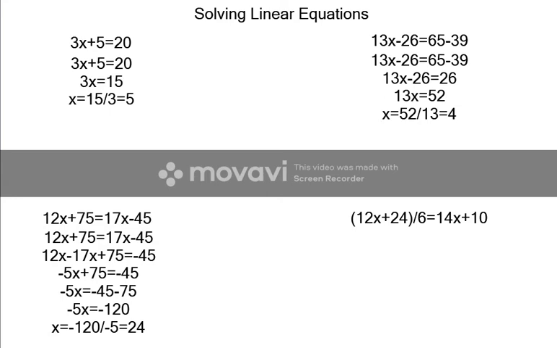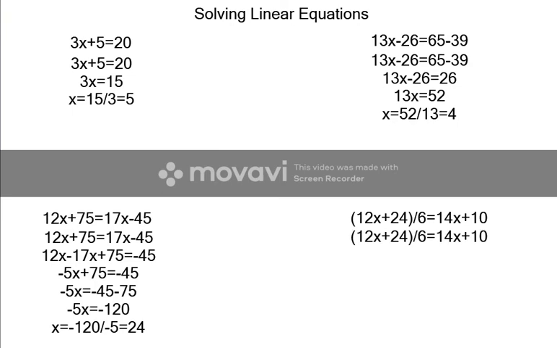Now let's look into the last type of problem, which has fractions, or basically you could call this a combination of all the types of problems we've gone through so far. Because it has variables on both sides, it's going to go into a single variable and constant. So let's take a look at it. We have 12x plus 24, all divided by 6, equals 14x plus 10.